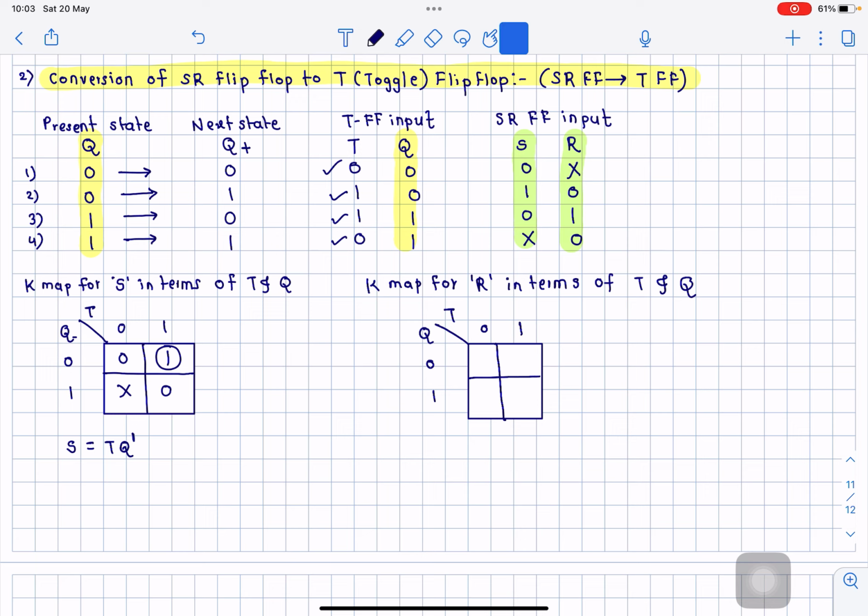So when T and Q both are 0, R is a don't care condition. When T is 1 and Q is 0, R is 0, right? When T and Q both are 1, R is 1. When T is 0 and Q is 1, R is again 0. So again here we can combine only this particular term. Then R in terms of T and Q is T and Q, that is TQ.